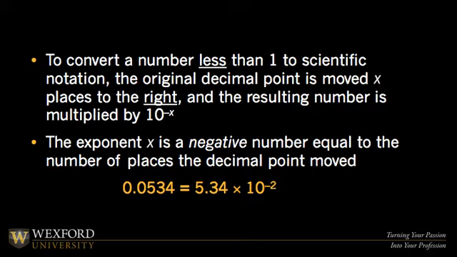Now, to convert a number less than 1 to scientific notation, the original decimal point is moved x places to the right, and the resulting number is multiplied by 10 to the negative x. The exponent x is a negative number equal to the number of decimal places the point was moved. So the number 0.0534 would be equal to 5.34 times 10 to the negative 2.